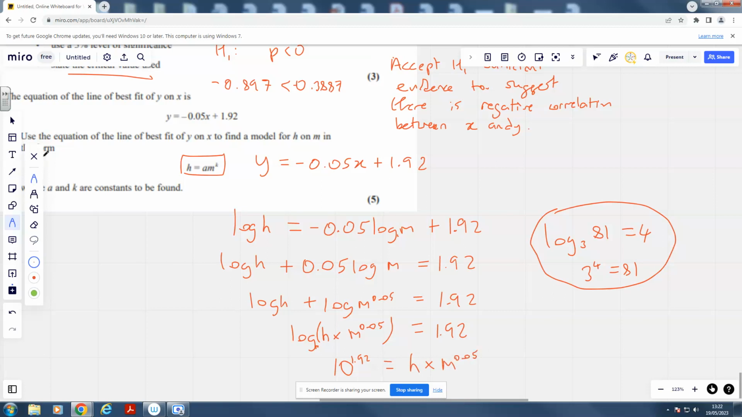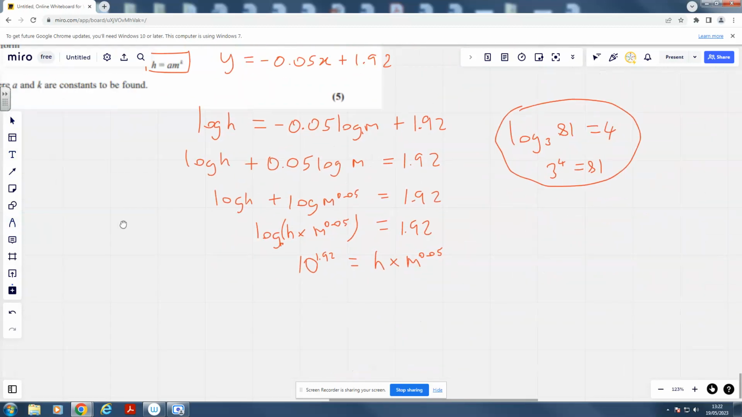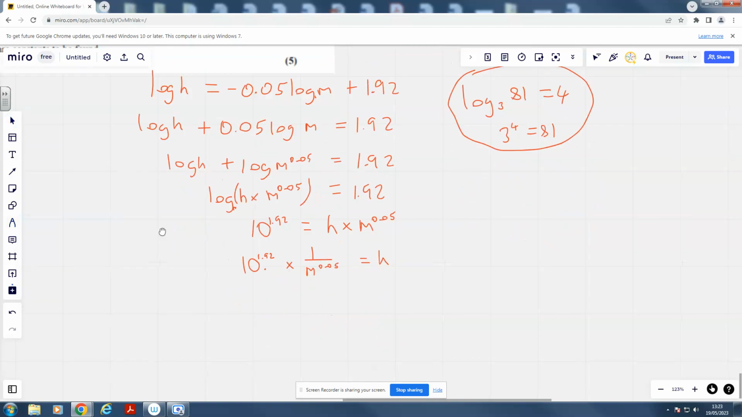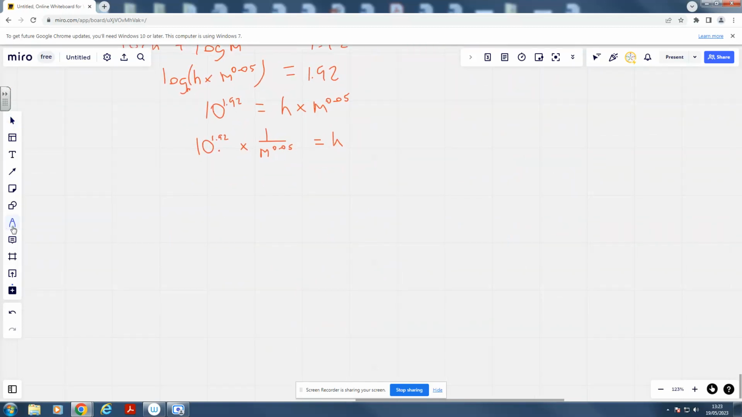Yeah? Now, what do I want? I want h equals, yeah? So I'm going to make h the subject by dividing through by m. So this is going to be 10 to the 1.92, apologise, multiplied by 1 over m to the 0.05 equals h. And if I now just use the fact that that would just make the power negative, I think I've basically got it in the format they want.